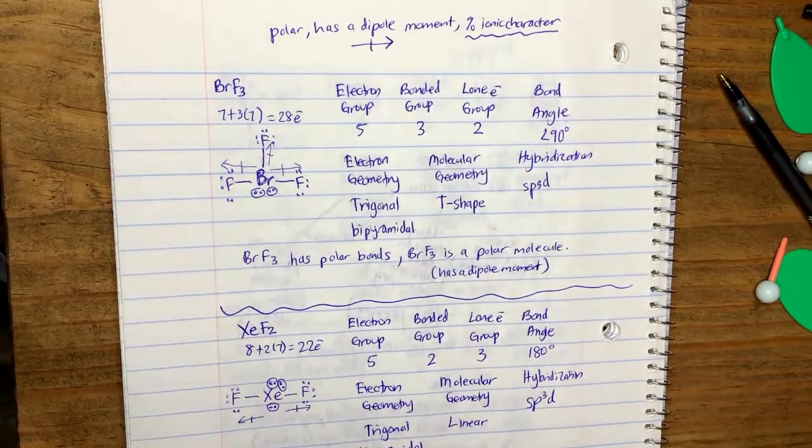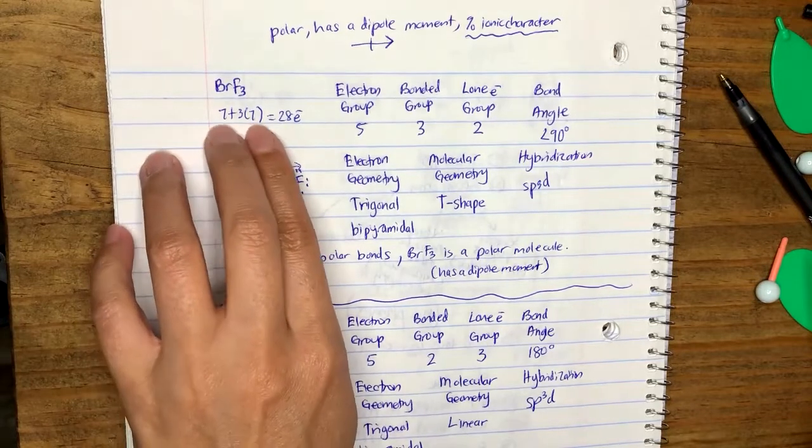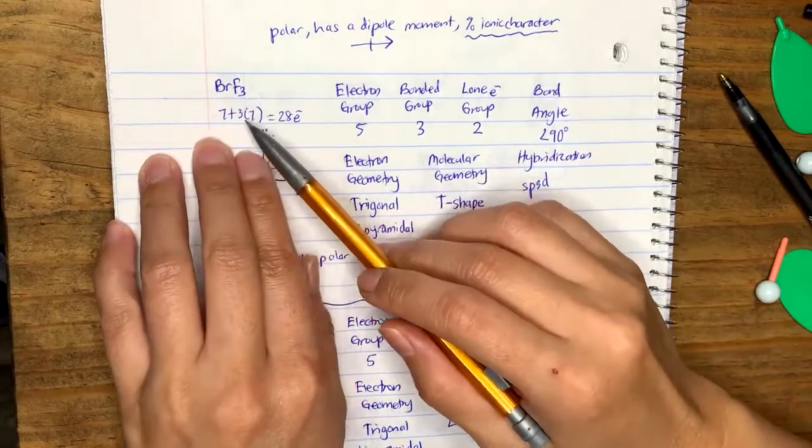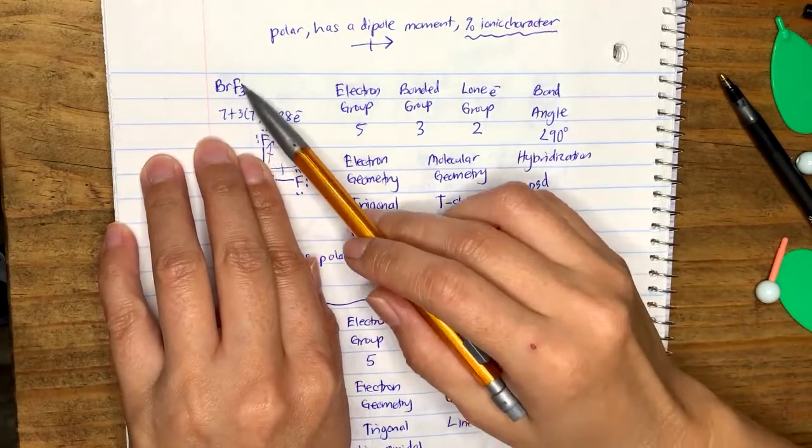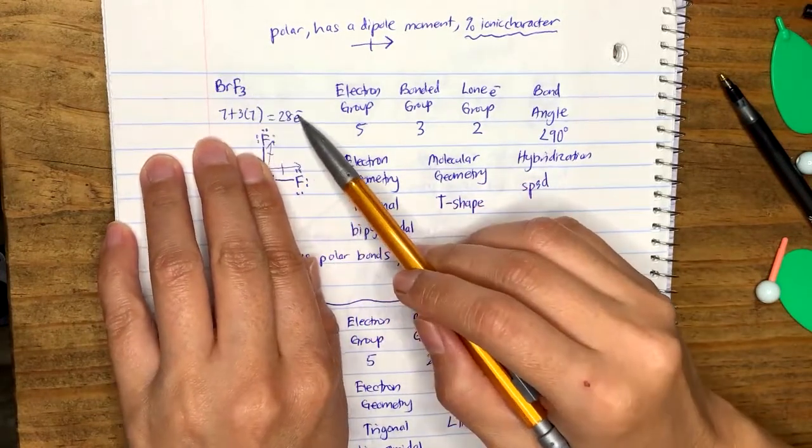So sometimes they will use it interchangeably. They're like, okay, well, this molecule is polar. Like they give you a difference in electronegativity, and they're like, which one is the most polar, the biggest difference, right? The biggest dipole moment, the most polar molecule will have the highest ionic character. So let's take a look at another molecule that we want to draw. This one has an expanded octet. So BrF3 is 7 from Br, 3 times 7 from fluorine. You have a total of 28 electrons.